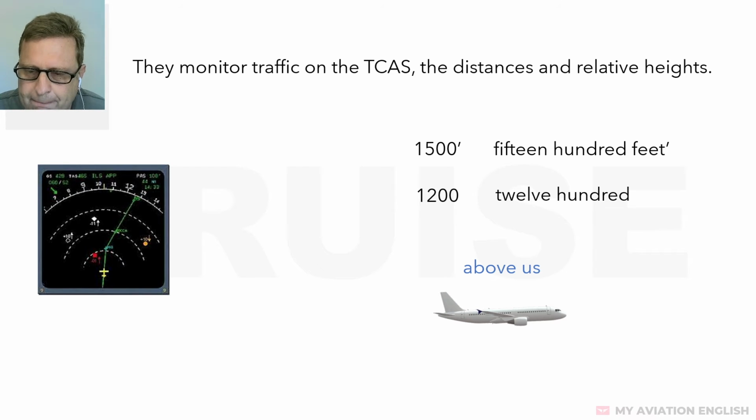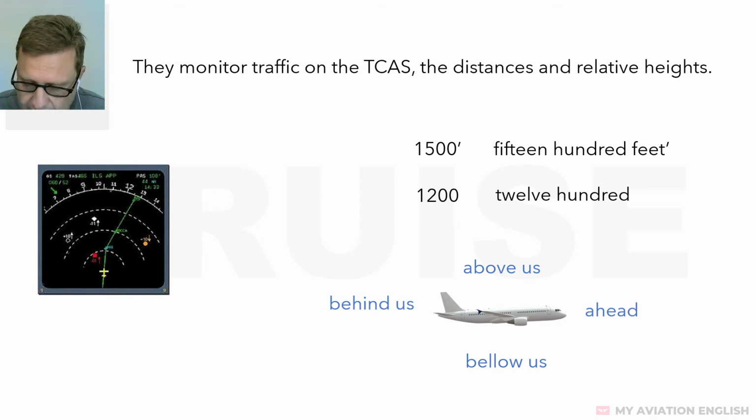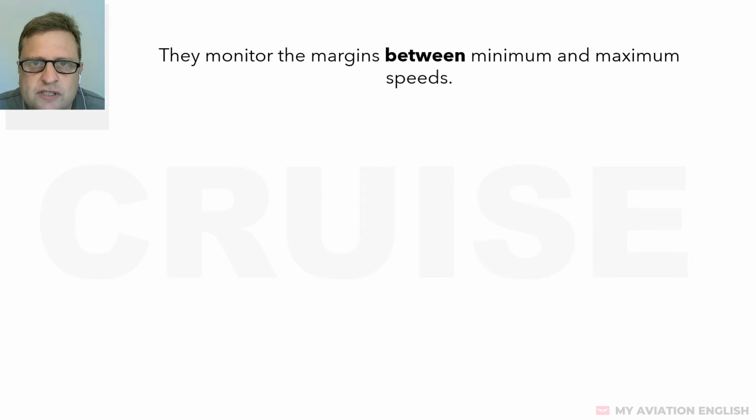Debaixo da gente. Under us. Or below us. Na frente, na nossa frente. Ahead of us. E atrás. Behind us. Ahead of us, below us, above us, and behind us. 1,200, okay?